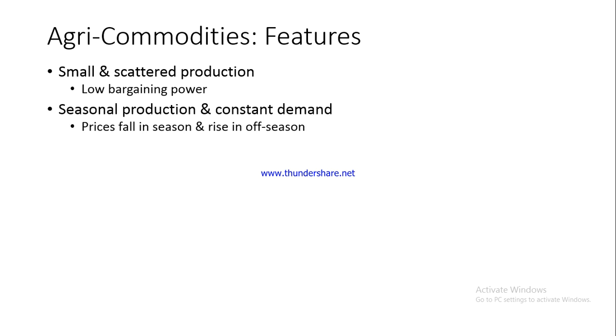Then as far as the production is concerned, agri commodities are seasonal in nature. Almost all the commodities are grown, sown and harvested in a particular season, which means during the season, when the crop has just been harvested, there would be a lot of supply in the market, which will reduce the prices. On the other hand, in the off season, when the crop is generally not grown or harvested, the supply would drop down in the market, and since the demand would remain constant throughout the year, there would be an increase in prices.